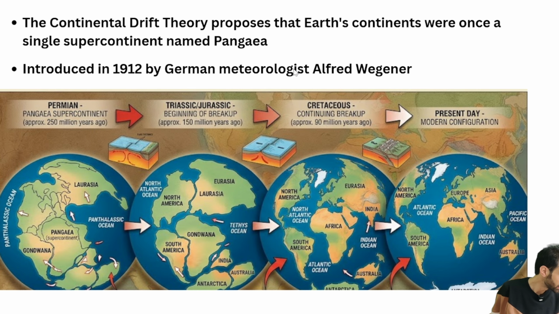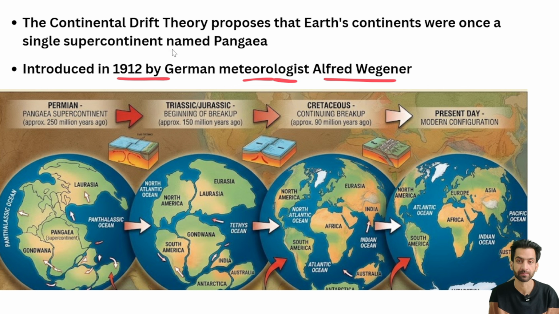Okay, so let us start with continental drift. The theory of continental drift was given by Alfred Wegener in 1912, a German meteorologist. What is the theory? If you take a look at this image, this theory talks about how the continents have drifted over a period of time. For the past maybe 200 million years, the continents have drifted. They are drifting even today.